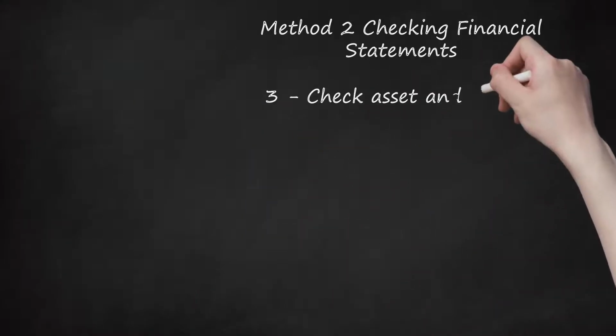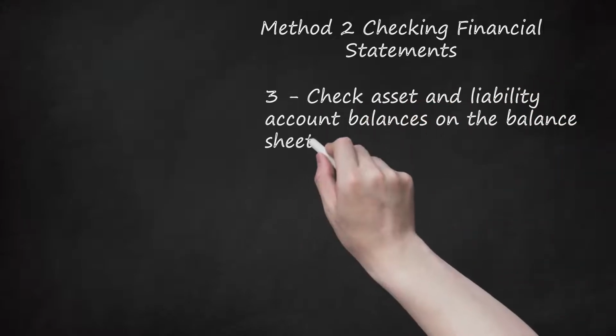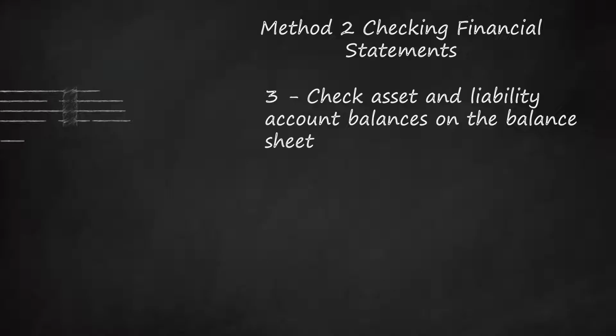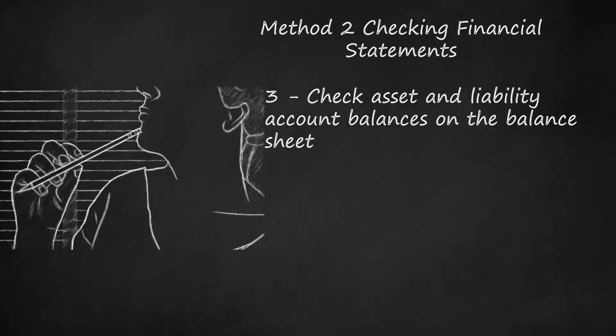3. Check asset and liability account balances on the balance sheet. Look at the reported asset amounts on the balance sheet, including cash amounts, inventory, fixed assets, and other asset categories. Make sure that these balances match those reported in the ending account balances in the general ledger.